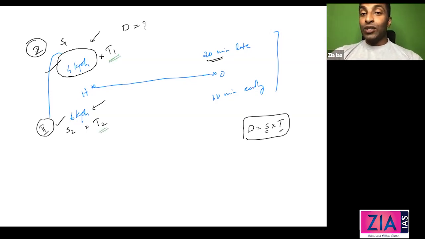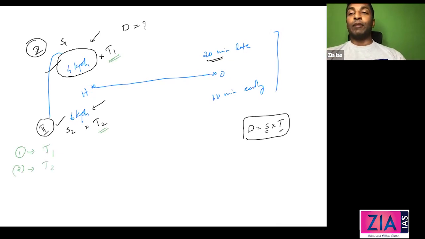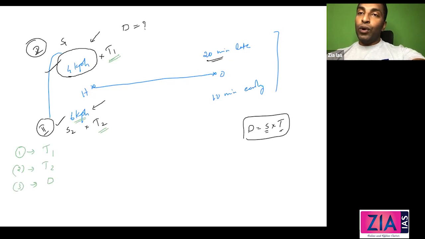In fact, I can list out the questions which they can ask you. First question: time taken in the first case, T1. Second question: time taken in the second case, that means when you travel at 6 km/h, what is the time taken? You got 2 questions. And the third is what they have now asked, distance. If I get T1, if I get T2, I can get distance easily, right? Either 4 into T1, or 6 into T2. Distance is anyway not going to change. So these are 3 questions.